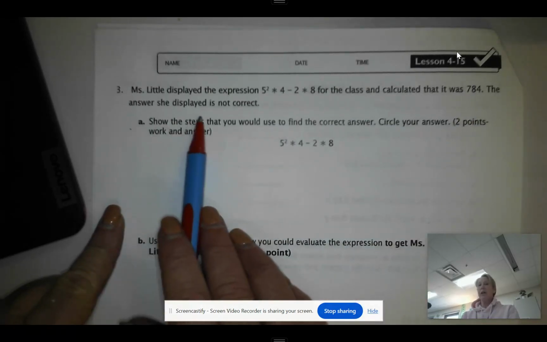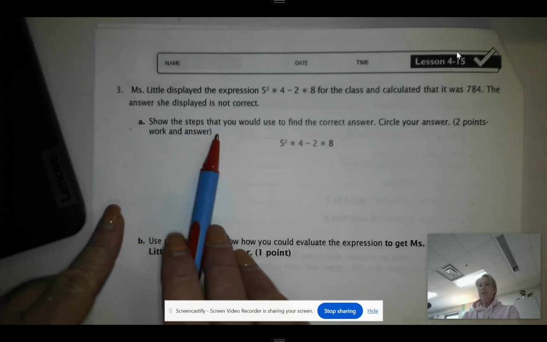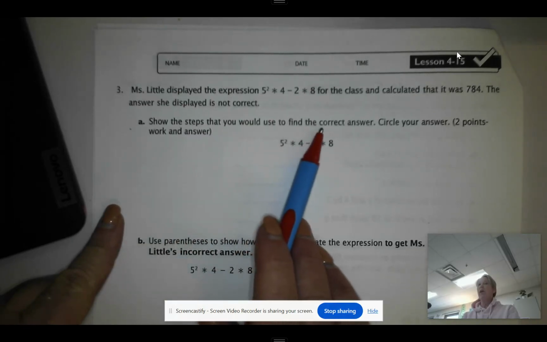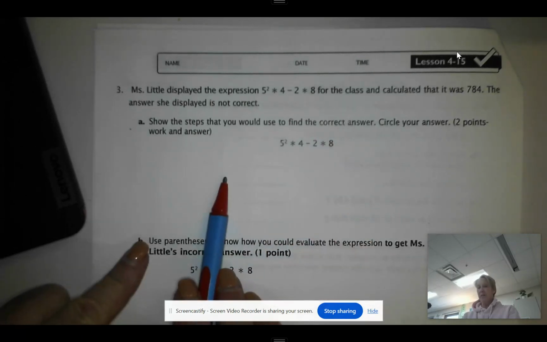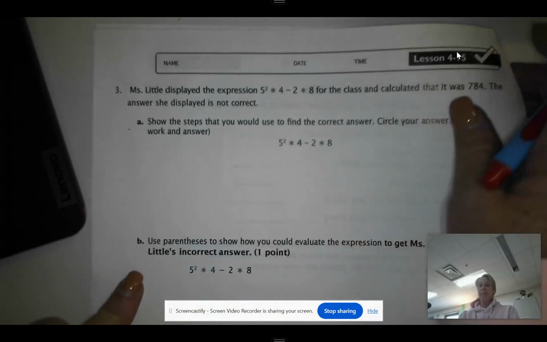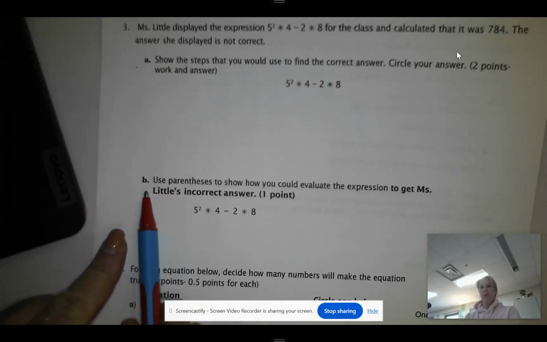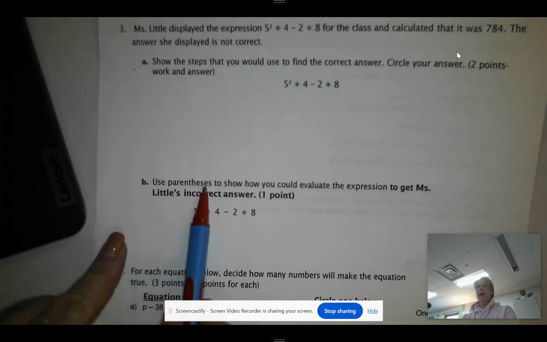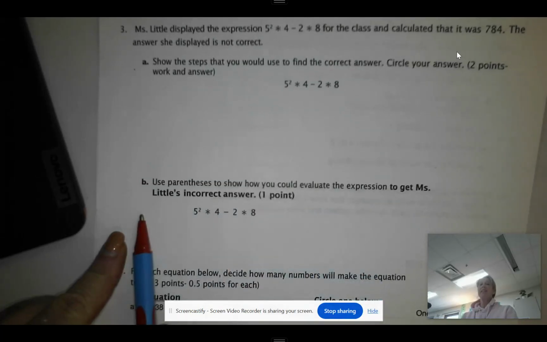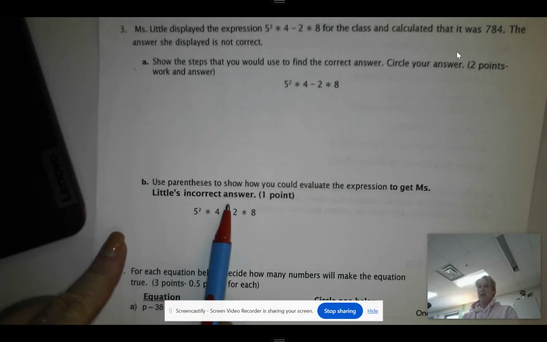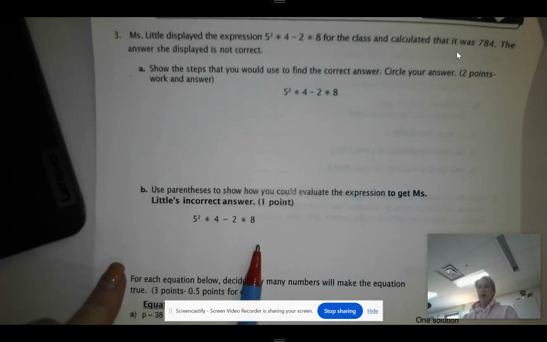The answer she displayed is not correct. Part A, show the steps that you would use to find the correct answer. Circle your answer. Pause. Part B of number 3 with Miss Little's expression. Use parentheses to show how you could evaluate the expression to get Miss Little's incorrect answer of 784, which was above. Pause.